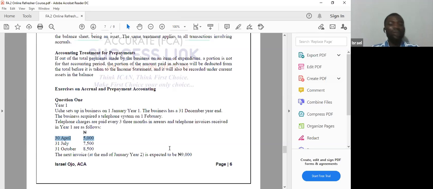So after we have that, the next one is for us to move on to after we pay for April. So we have February, March, April. We now have May, June, July. At the end of July, they issued another invoice worth 7,500. Then after that, in October, which is 3 months after, they issued another one, which is 8,500.